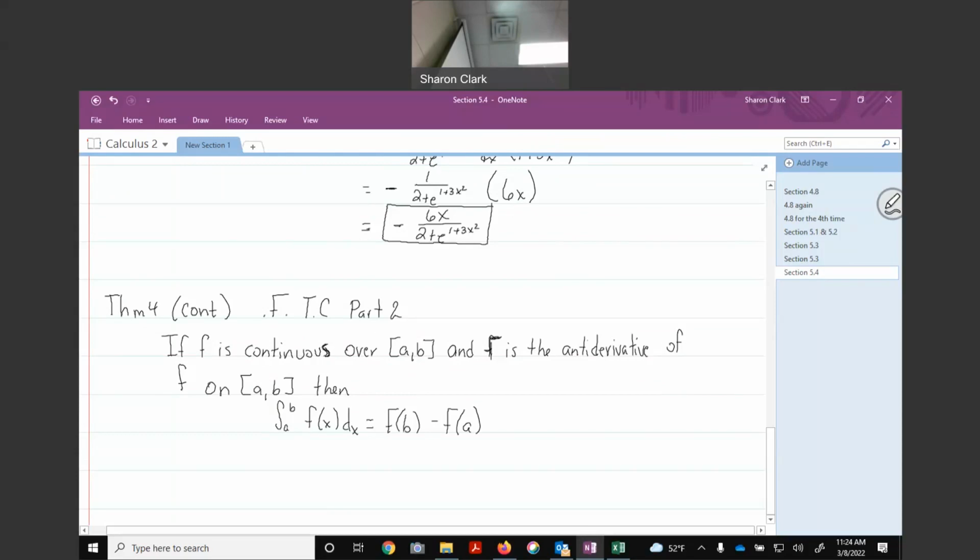So be prepared, I haven't decided yet, but be prepared to write both parts of the fundamental theorem of calculus as a test question. Just the formulas. Just the whole thing, words and all.